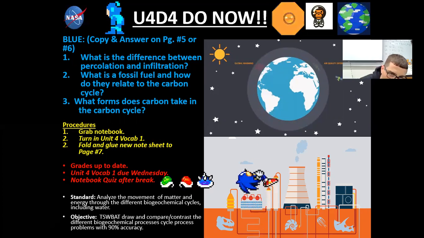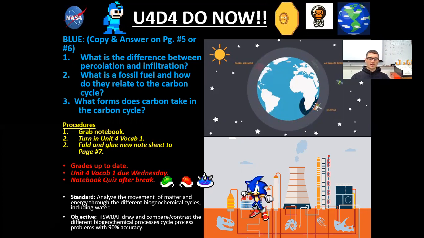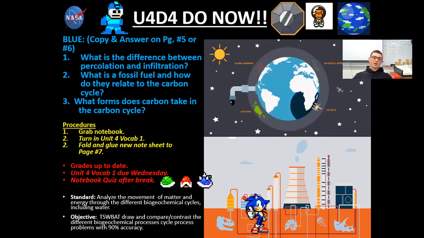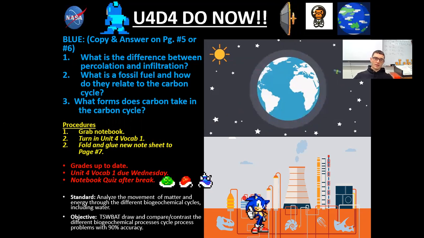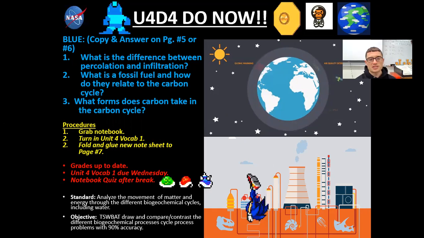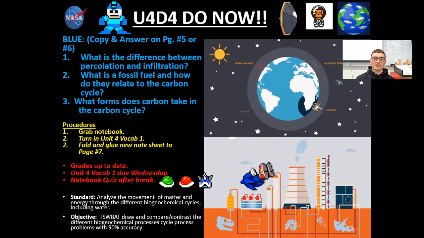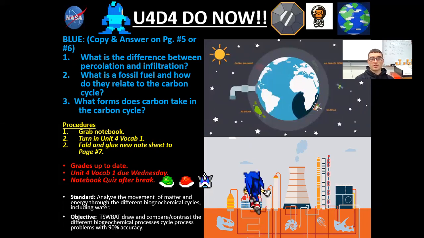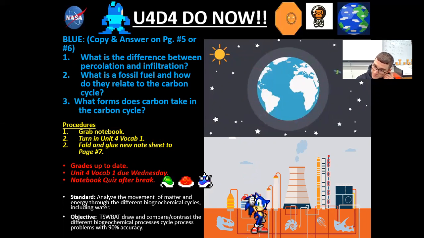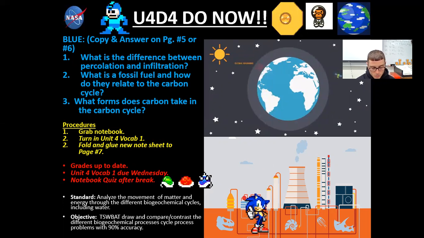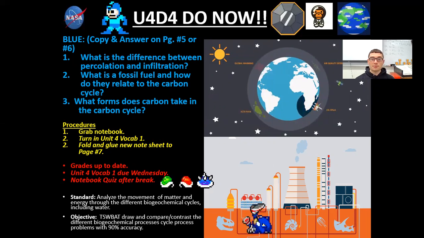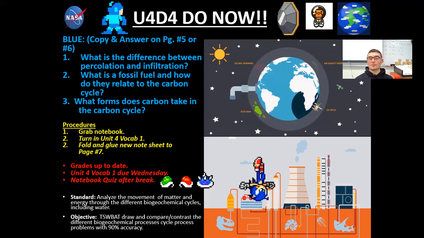As for our Go Blue number 1, this is going to be on page 5, guys. We've now moved on from the water cycle. Number 1, what is the difference between percolation and infiltration? Number 2, what is a fossil fuel and how do they relate to the carbon cycle? And number 3, what forms does carbon take in the carbon cycle? Some of this is going to be new stuff, so maybe some prior knowledge, hopefully. Please pause the video and write these down for your Go Blues on page 5.